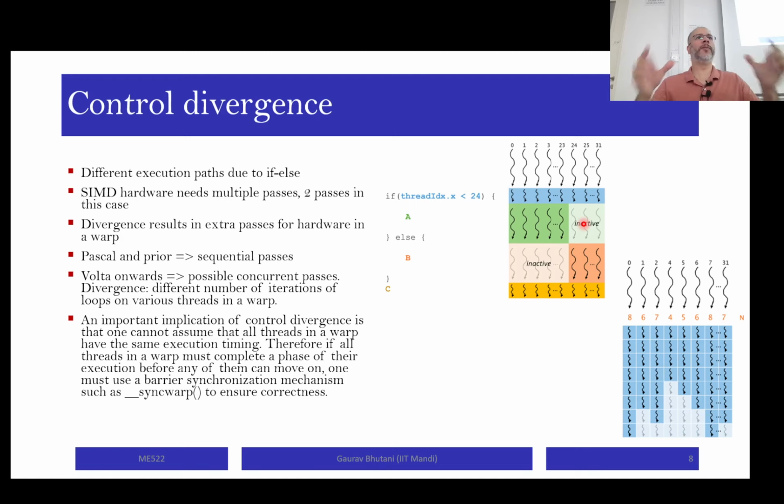So 24 work in parallel at the same time, but the remaining 8 are sitting idle. In the second pass the logic B executes, so these 24 threads are inactive and the remaining 8 execute the else logic, which is represented in orange, and then all the threads have done their work. So this is called control divergence. If you have an if else condition, things get slowed down a bit.